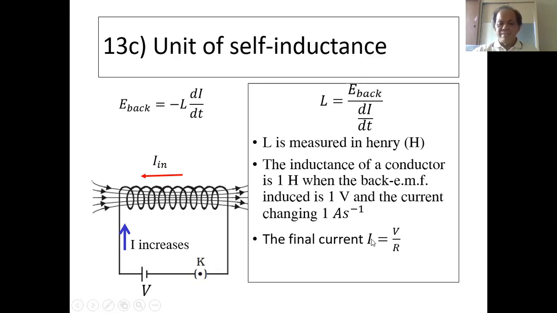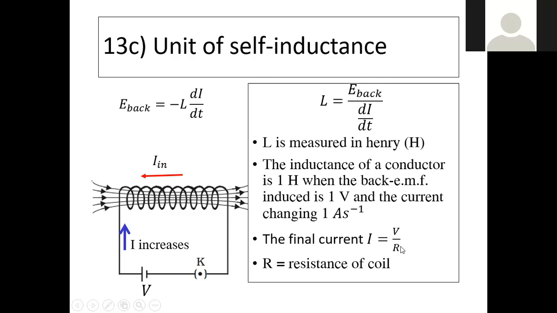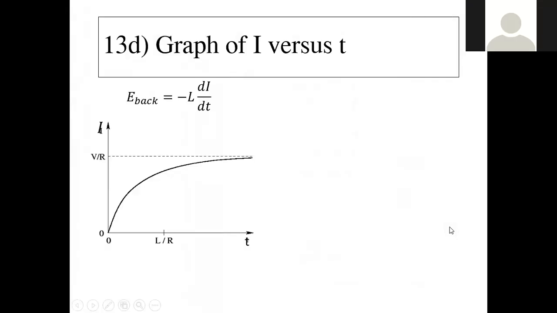How do we find the stable current? For the stable current, we just take the voltage supply V, or the applied voltage, divided by R. R is the resistance of the coil. The coil will have resistance. Anything will have resistance as long as it's a conductor. Usually we just assume it's 0, but the coil does have a resistance. Resistance of coil, R. Any comments so far?